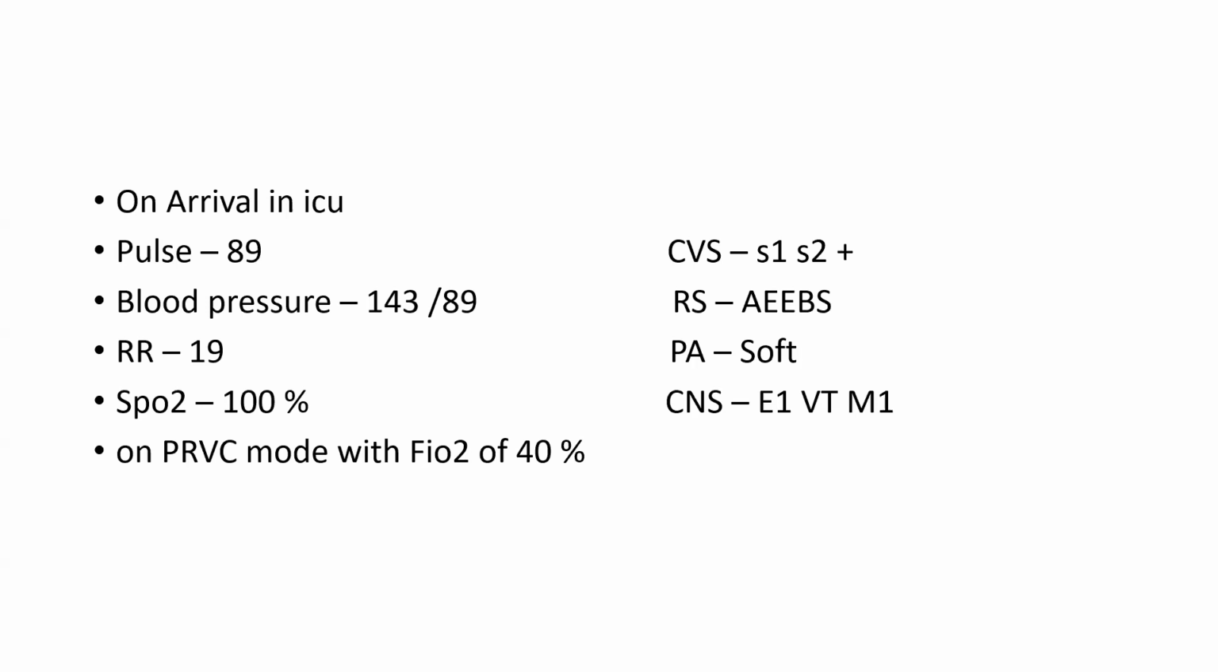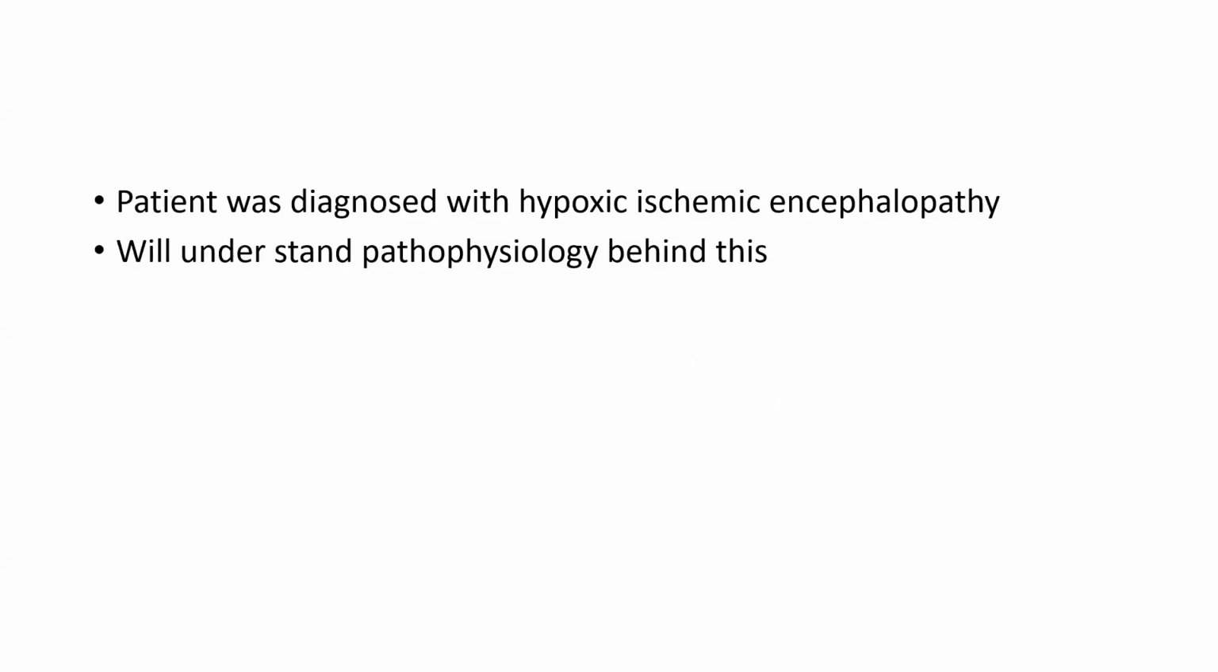On systemic examination, S1 S2 normal, RS air entry equal on both sides, per abdomen soft, CNS E1 VT M1. So the patient was diagnosed with hypoxic ischemic encephalopathy, and we will understand the pathophysiology behind this.